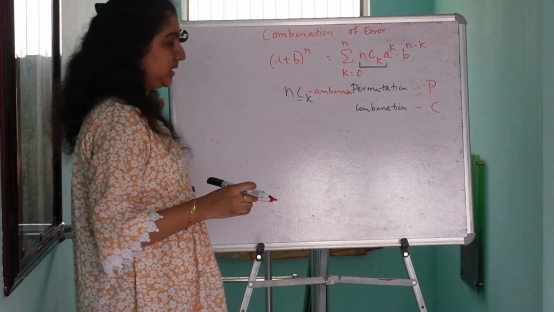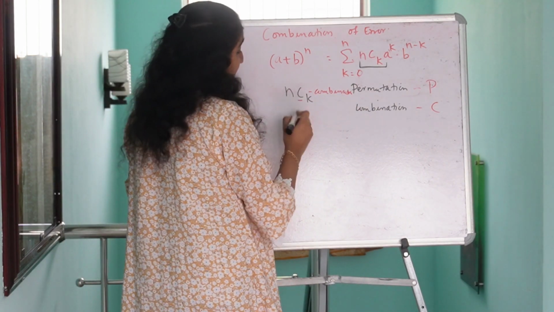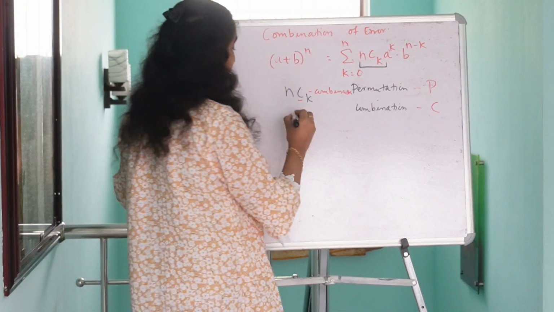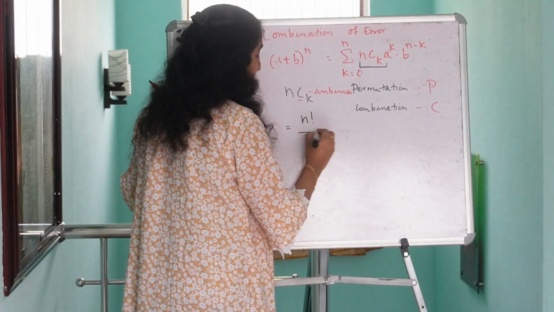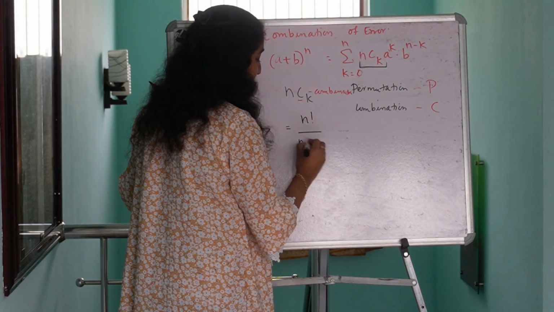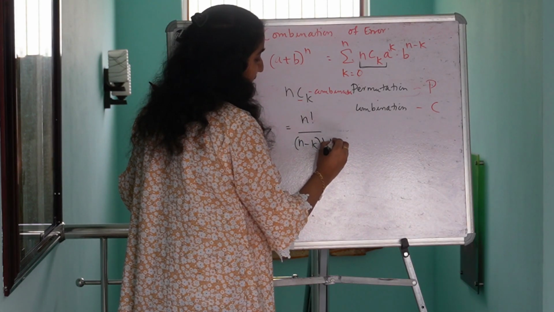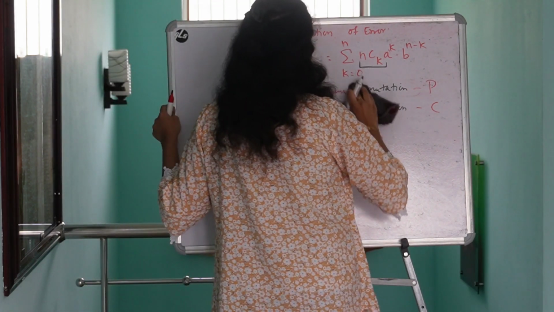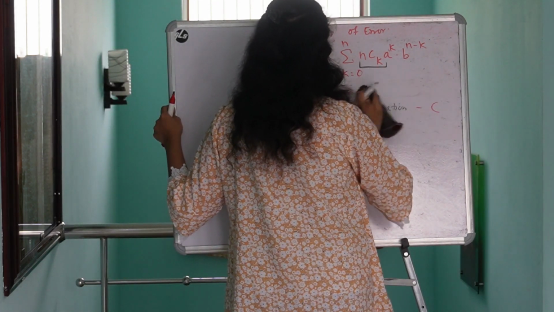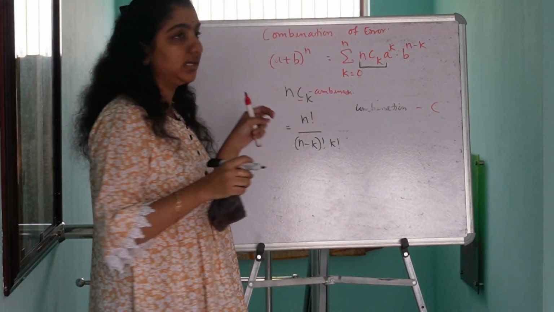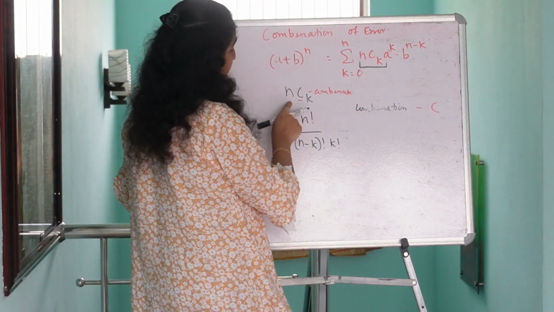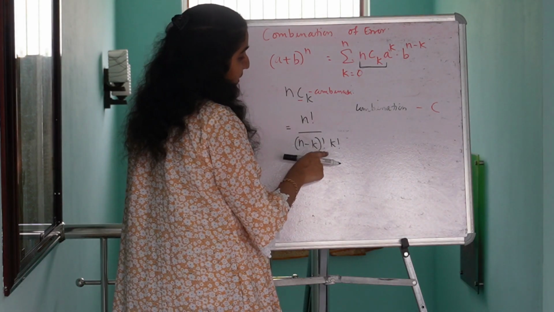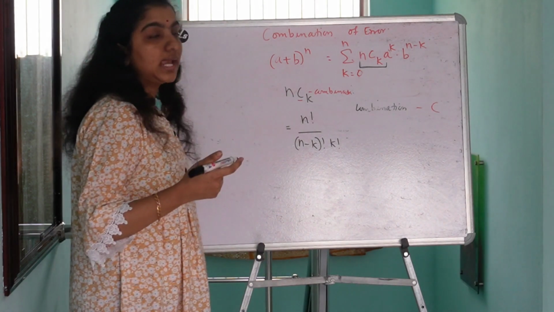Now what is nCk equal to? For nCk we have an equation: n factorial divided by n minus k the whole factorial into k factorial. Is it clear what the equation for finding combination is? Yes, nCk is equal to n factorial divided by n minus k the whole factorial into k factorial.